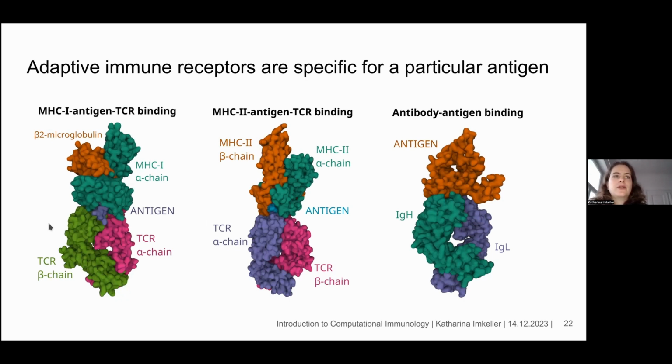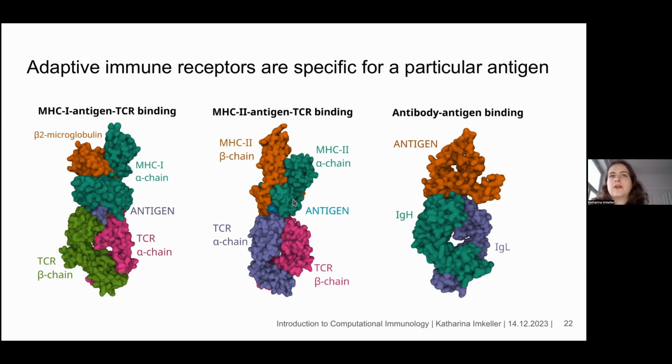So the first one you see is an interaction of an MHC class 1 molecule with an antigen and a T-cell receptor. So the MHC molecule presents the peptide antigen here in purple to the T-cell receptor, and the T-cell can get activated. The same is the case for MHC class 2 molecules and peptide antigens.